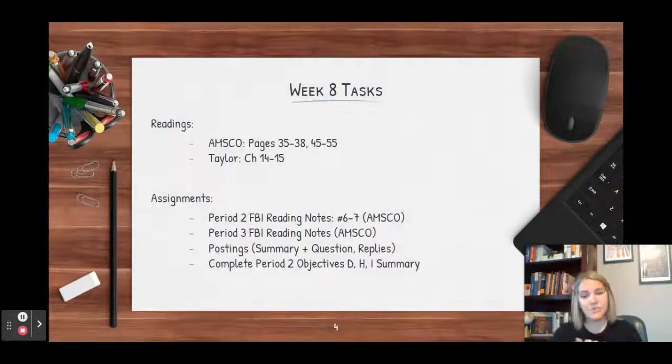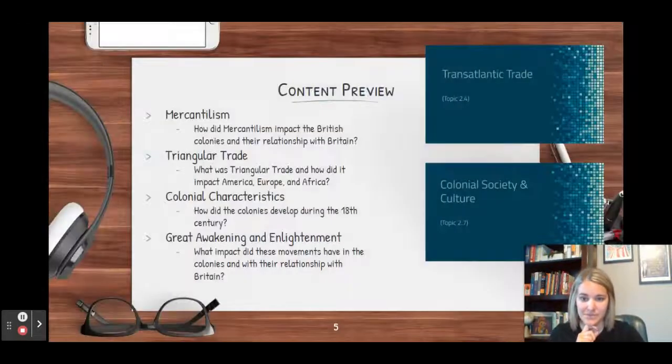So your tasks, you have a bit more reading than usual this week. So AMSCO 35 through 38, those pages are essential. 45 through 55. If you're short on time, really make sure that you address pages 49 through 55. And once again, please try to work through Taylor, but if you just can't do it, that's all right. You just do what you can when you can. So FBI notes, there's period 2 FBI notes, and then you're going to get to chapter 3 FBI notes, and then you've got your postings and your new objectives to complete.